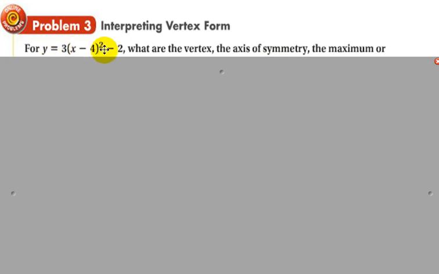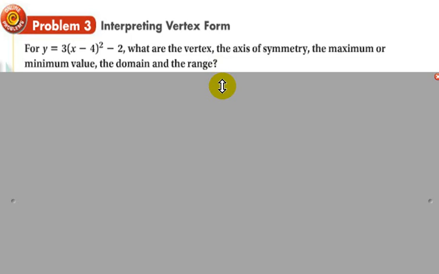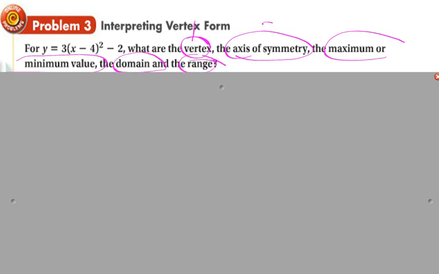So for y equals 3 times the difference of x and 4 squared minus 2, what are the vertex, the axis of symmetry, the maximum or minimum value, and the domain and range? So we have a several part question going on here. The first thing is the vertex, next is the axis of symmetry, the max or min, that's going to be one thing, it'll either be maximum or minimum, and the domain and the range. So it looks like we have 5 things to answer here.